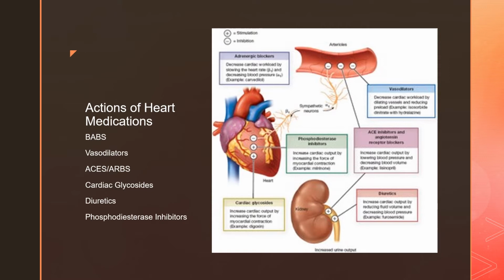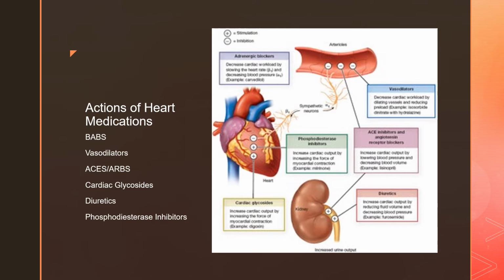The other one that we will talk about in this segment specifically are going to be ACE inhibitors. Now, these are interesting because they work both in the arterioles and within the kidneys. ACE inhibitors have a thing that goes on with them with the conversion of angiotensin 1 to angiotensin 2. But ultimately, again, they're going to increase cardiac output by lowering that blood pressure, okay, and then decreasing blood volume. We'll specifically talk about lisinopril.